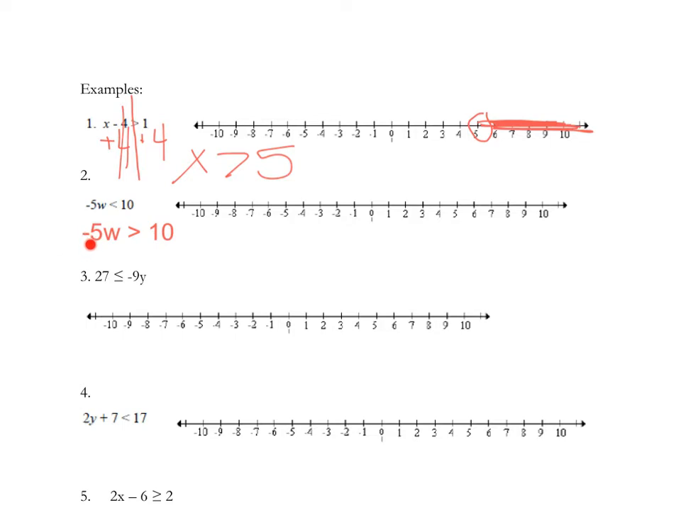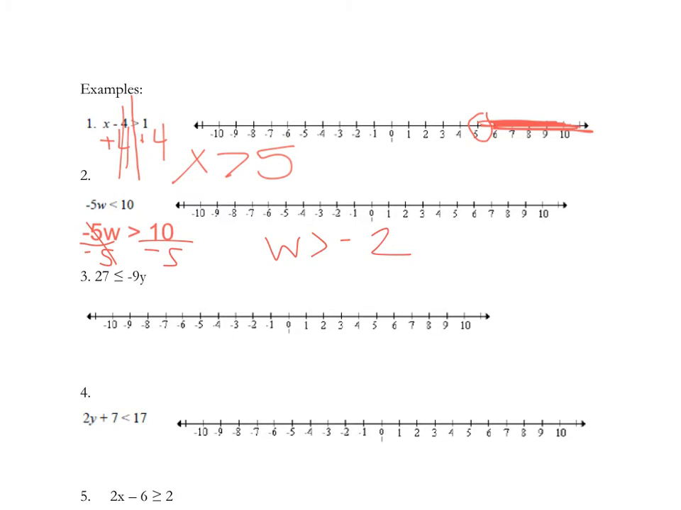If I'm multiplying -5 times w, and I want to get w by itself, I need to do the opposite of multiplication, so I'm going to divide by -5. And that's going to cancel out. Whatever I do to one side, I've got to do to the other. And 10 divided by -5 is -2. So then w is greater than -2.